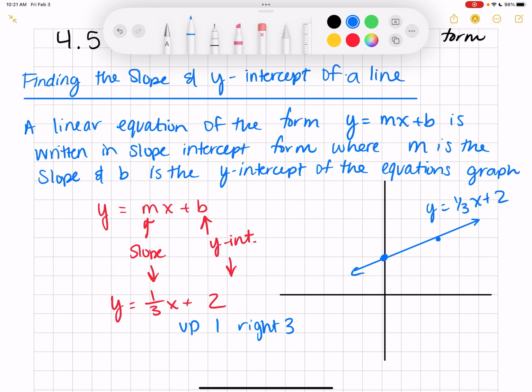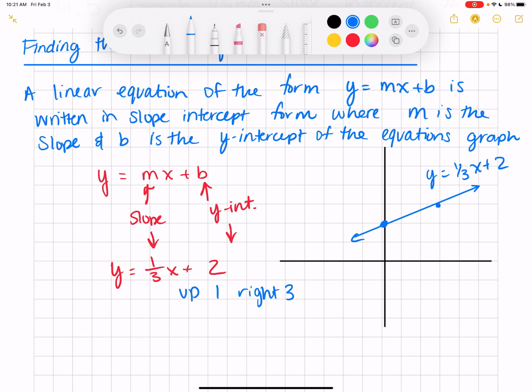All right, so today we'll probably do the stuff leading up to the graph, and then tomorrow we'll actually graph, is probably what's going to happen. The first problem says to identify the slope and y-intercept of the line with the given equation.